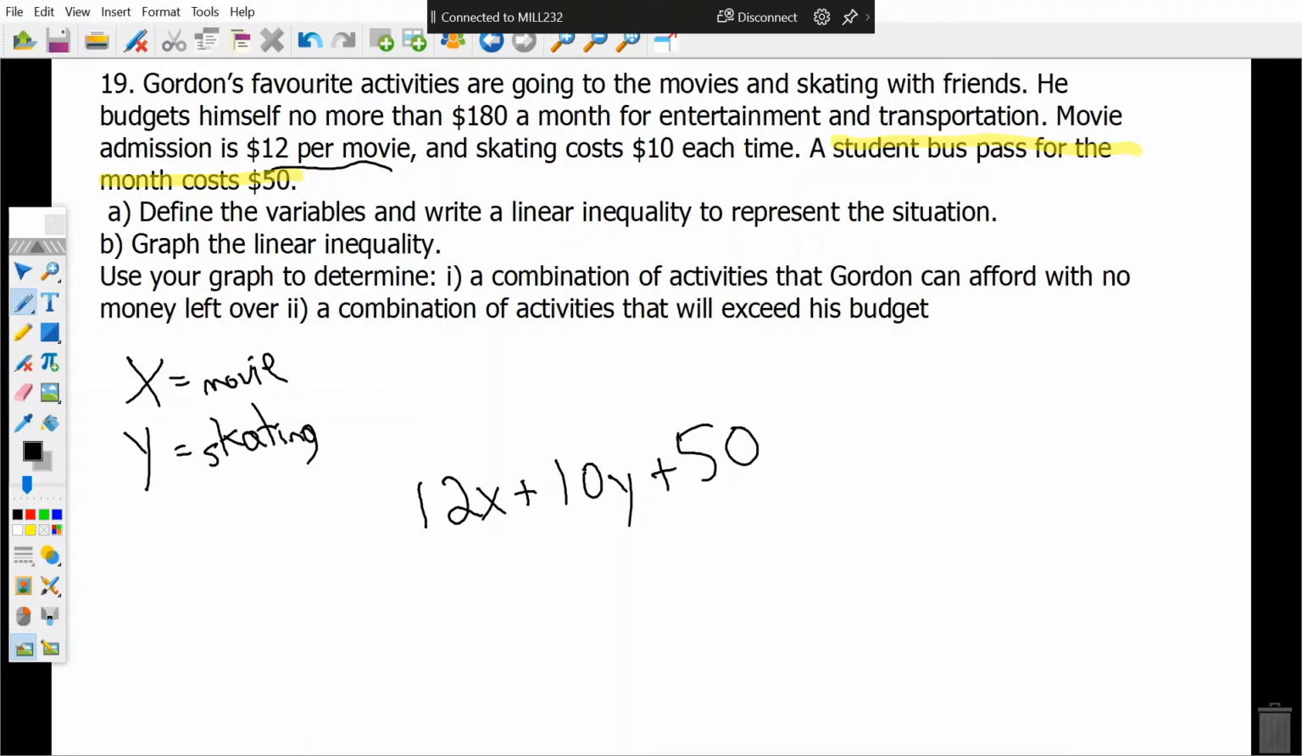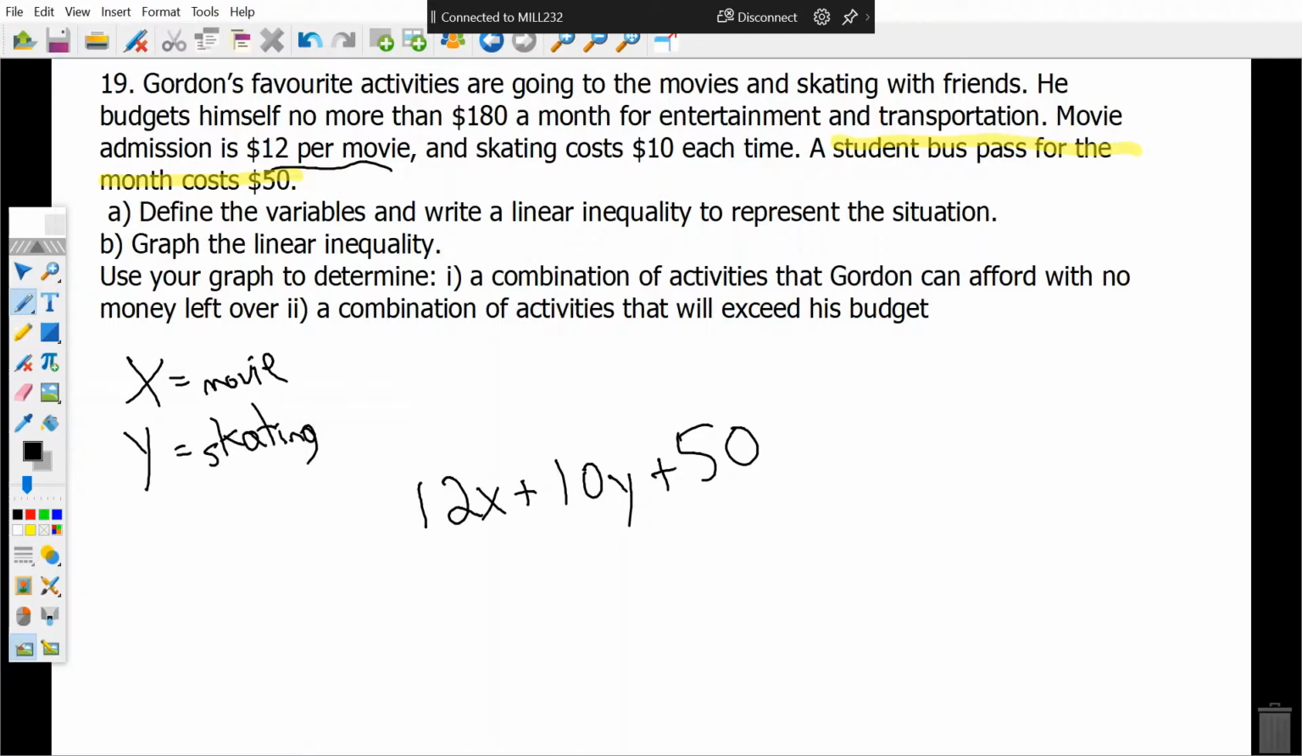Plus 50. Could you also get the same answer if you had done 12y and 10x? Like if you just define them as other, if you had done 12y and 10x, but you called y movies? Yeah. Then it should be fine. We should get the same answer. Okay.